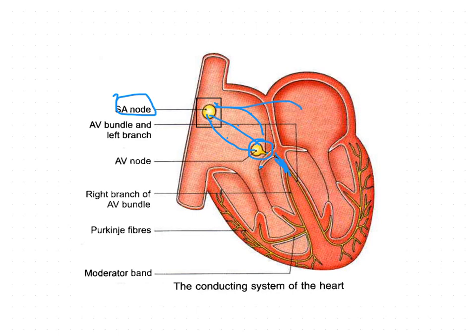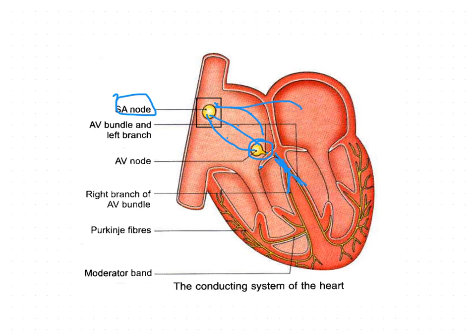At the upper part of the muscular part of the septum, it divides into right and left branches. So it divides into right and left branches.